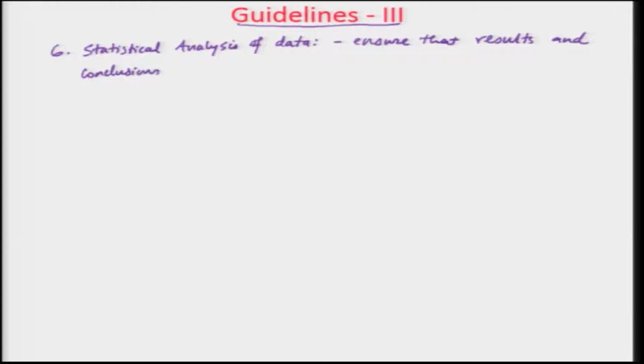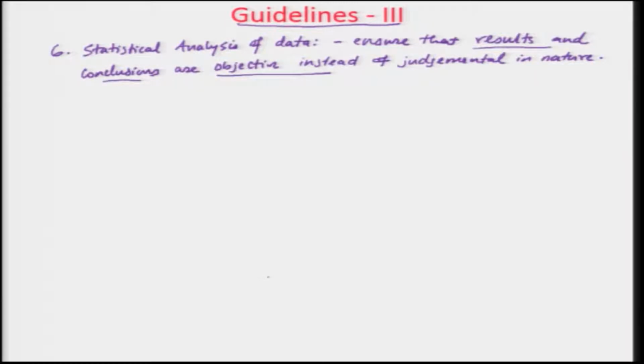Sixth one, okay. What we do is statistical analysis of data. Statistical analysis of data. Okay. So, what we are doing is ensuring that results and conclusions are objective instead of judgmental in nature. Okay. So, the statistical analysis allows that the results and conclusions are objective instead of subjective or judgmental in nature. Okay.